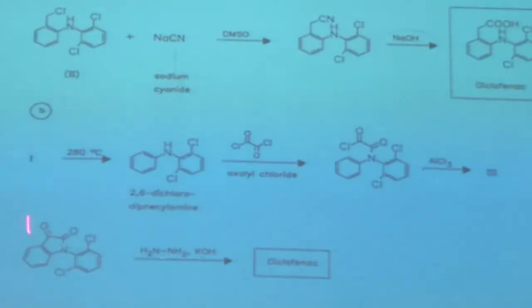In the second route, if you react chlorobenzoic acid with 2,6-dichloroaniline, the carboxylic acid will be removed as carbon dioxide. Cl will get attached with proton, HCl will be formed, and both rings will get attached, and your new product will be formed.